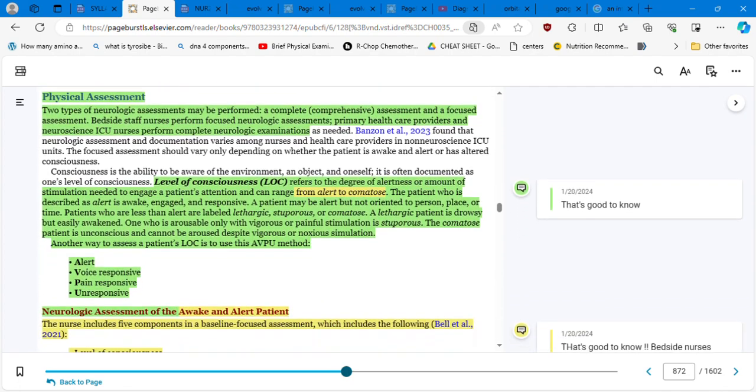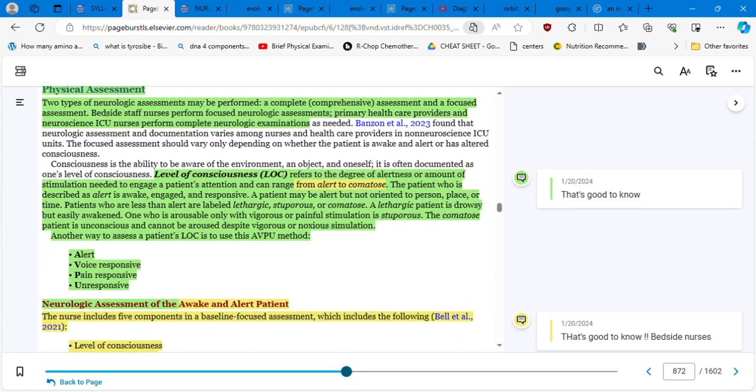Physical assessment. Two types of neurologic assessment may be performed. This is very important. Pay attention. A complete comprehensive assessment and a focused assessment. The bedside staff nurses, which are all the nurses in different units, med surg, telemetry, the oncology unit, are going to perform a focused neurologic assessment. On the other side, primary healthcare providers and neuroscience ICU nurses are going to perform a complete neurologic examination.